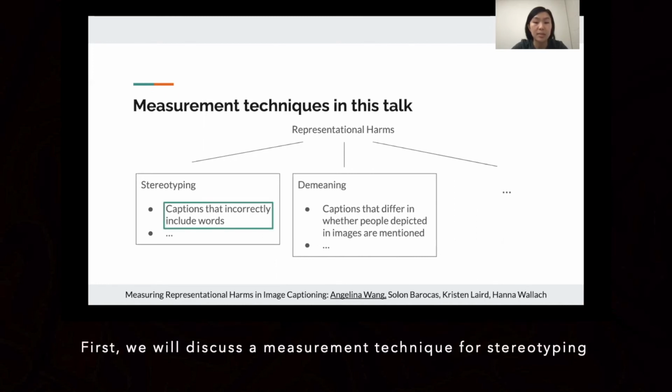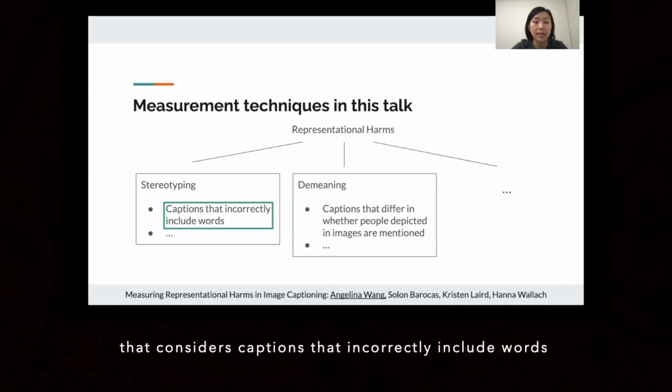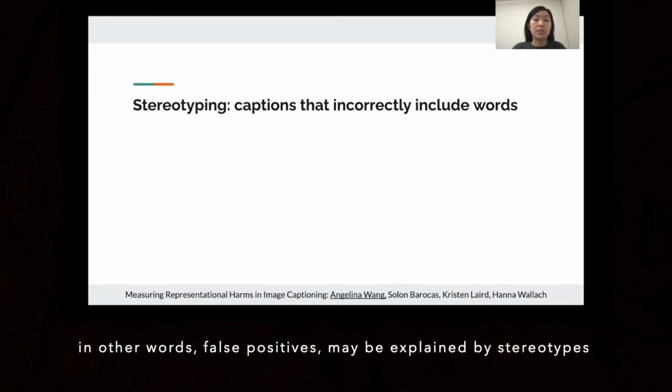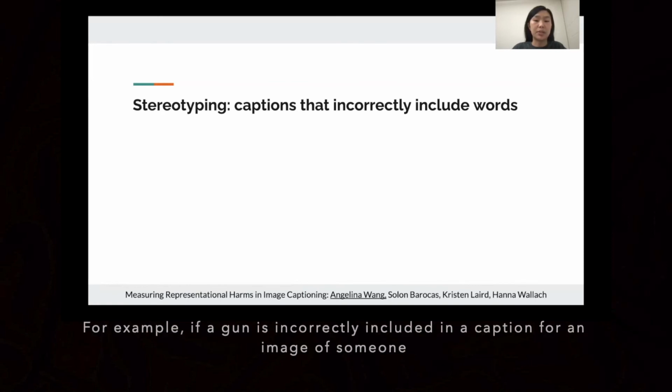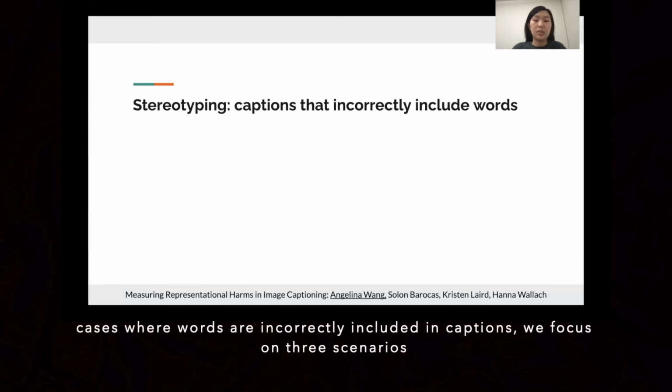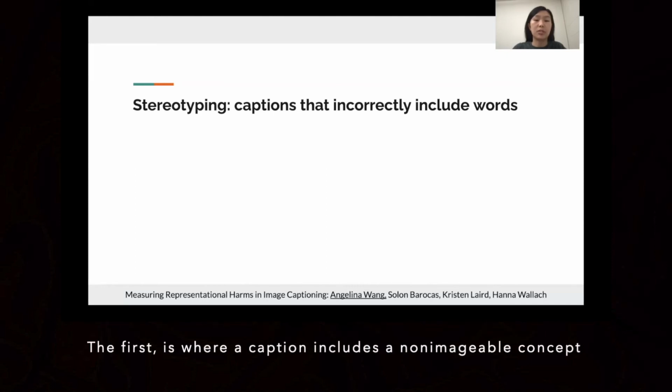First, we will discuss a measurement technique for stereotyping that considers captions that incorrectly include words. We hypothesize that cases where words are incorrectly included in captions, in other words, false positives, may be explained by stereotypes. For example, if a gun is incorrectly included in the caption for an image of someone who is Black, this is likely due to a racial stereotype. To identify cases where words are incorrectly included in captions, we focus on 3 scenarios.